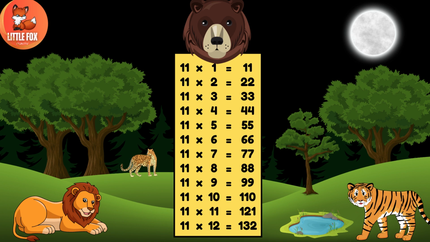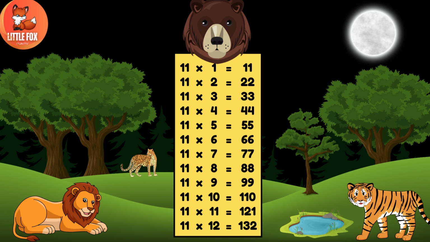11 multiply 5 is equals to 55. 11 multiply 6 is equals to 66. 11 multiply 7 is equals to 77. 11 multiply 8 is equals to 88.